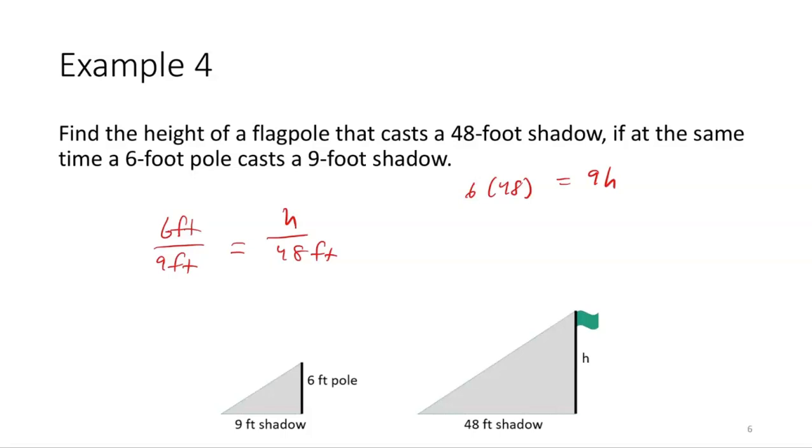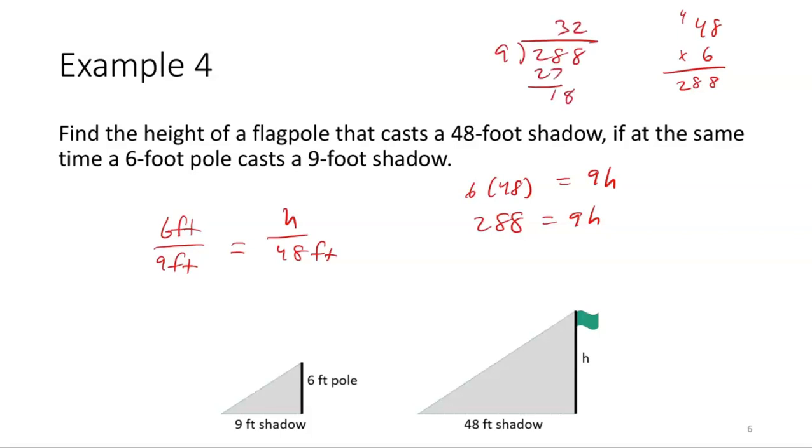Well, I can do that on the side. 48 times 6 would be 6 times 4 is 24, so 288. So we have 288 equal to 9h. And 9 into 288 would be 3 times and 2 times, so 32. The height of the flagpole is 32 feet.